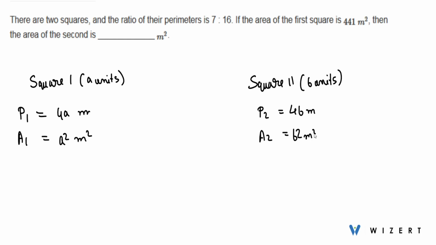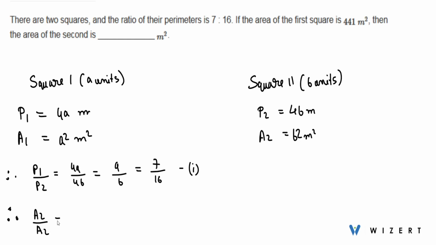Now according to the question, the ratio of their perimeters is 7 upon 16, that is p1 upon p2, which is 4a upon 4b, which can be further simplified to a upon b, is given as 7 upon 16. So this will be our relation number 1, and from this relation we have to find the area of the second square. Now the ratio of the two areas, that is a2 upon a1, will be b square upon a square, that is b upon a whole square. Now from relation number 1 we have a upon b is 7 upon 16, so b upon a will be 16 upon 7 whole square, right?